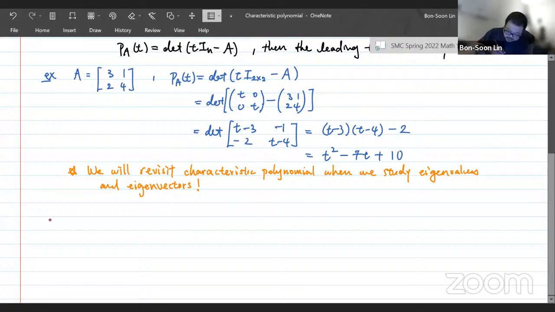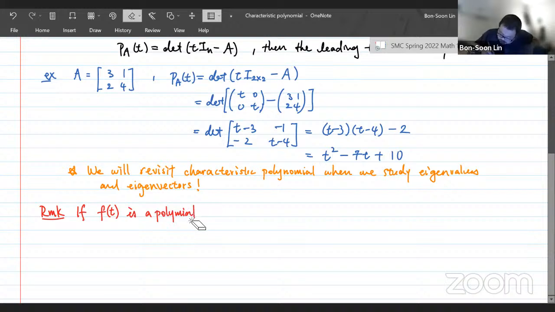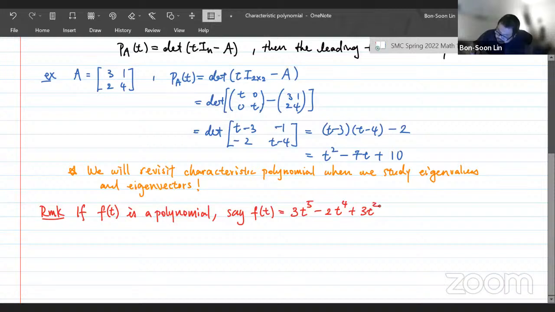Now, before we do that, I just want to make a remark. If f of t is a polynomial, then what does it mean to plug in a square matrix? Let's say f of t is something like, it could have a leading coefficient that is not 1, say 3t to the 5th minus 2t to the 4th plus 3t squared minus 7. This is a polynomial, okay? And A is any square matrix.